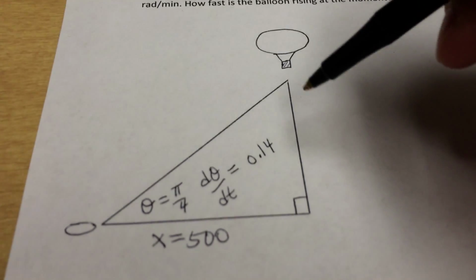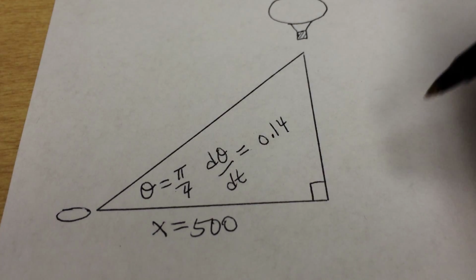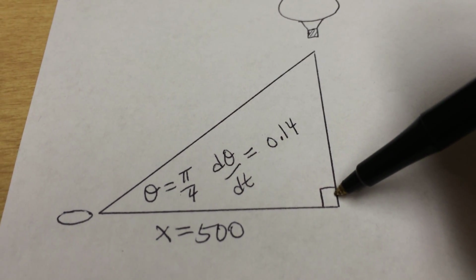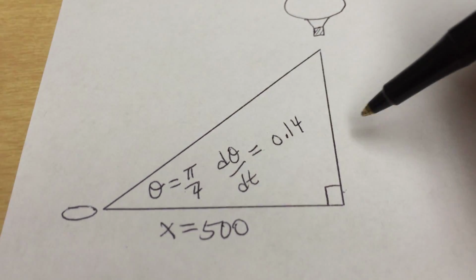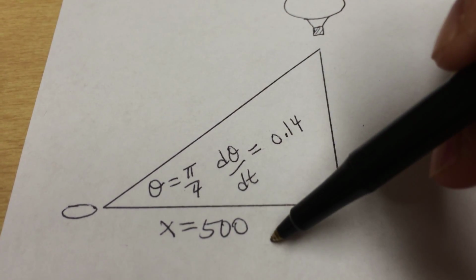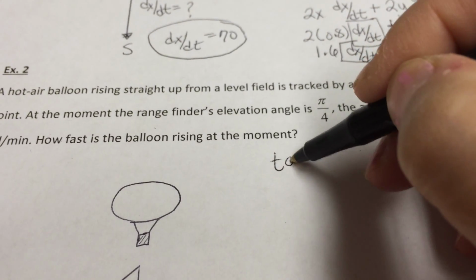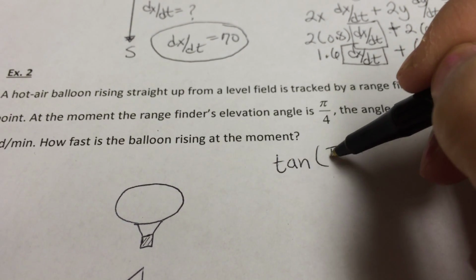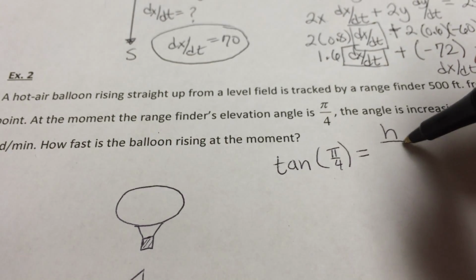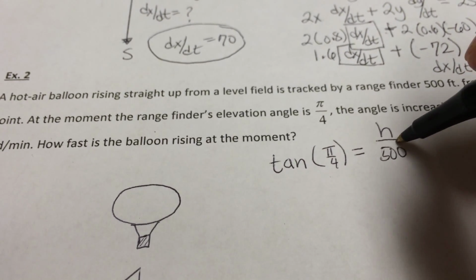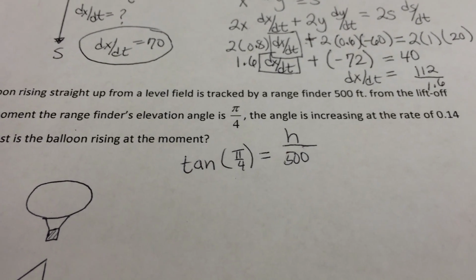So then from there, I probably want to find out what is the height of this, right? So again, this is a right angle right here. So then I can use, from here, theta is opposite over adjacent. So opposite over adjacent is tangent. So I'm going to set this up as a tangent problem. Tangent of pi over 4 is equal to the height, which we don't know, all over 500, which we do know, right? So then from here, I just put that in the calculator and work it out.